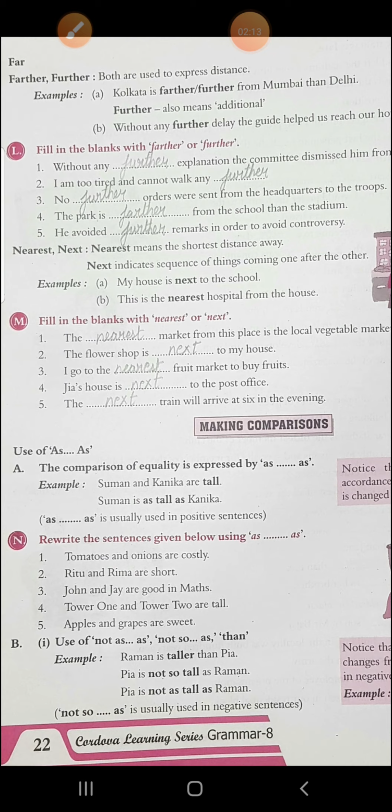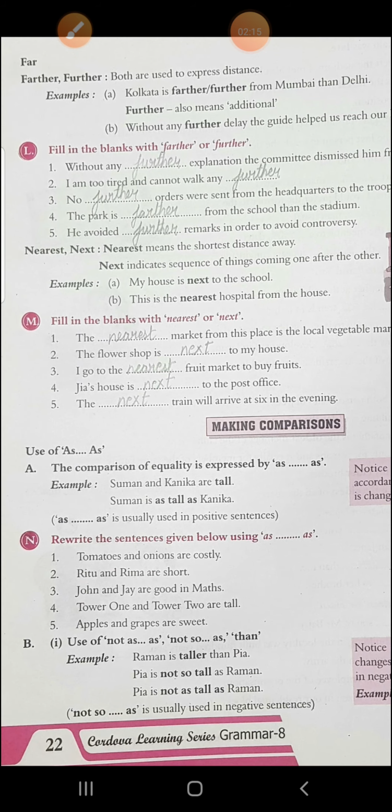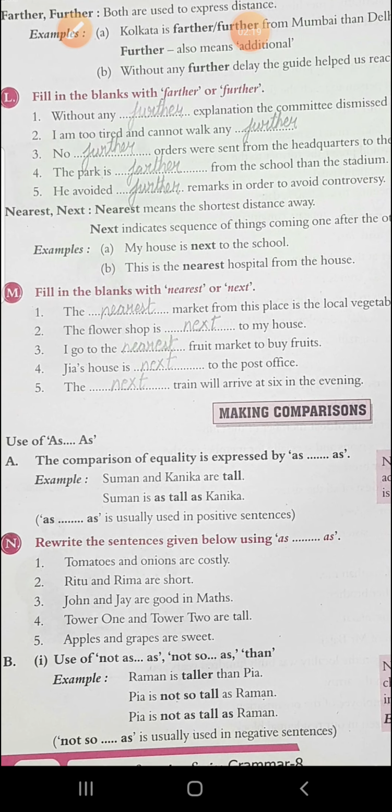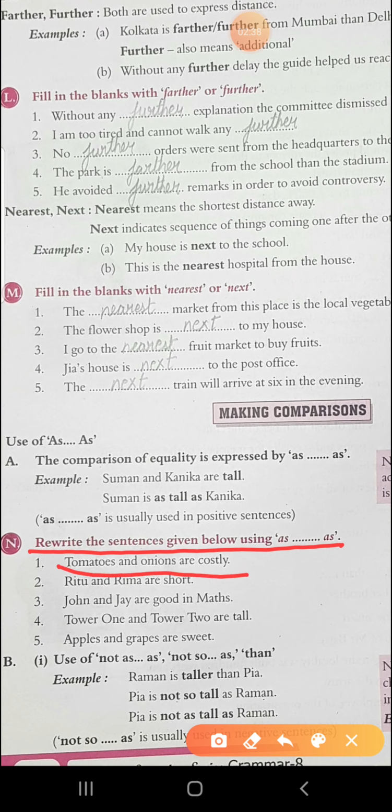Alright, now let's start this exercise N. Rewrite the sentences given below using the as...as form. See, I will tell you orally, then after finishing one exercise, I will show you the answers in written form also. You can see the first one, tomatoes and onions are costly.